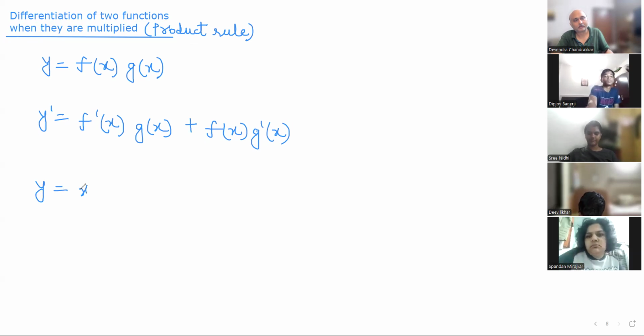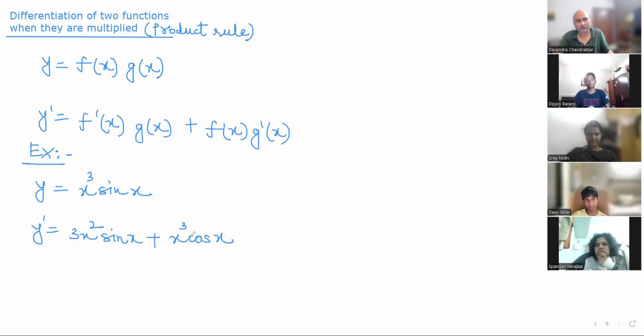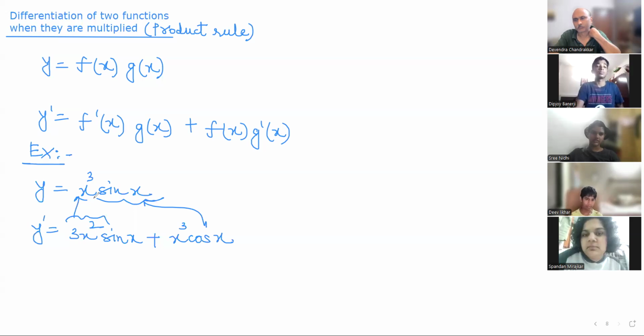So y is, let's say, x cube sin x. So y dash will be, this is an example, 3x square sin x plus x cube into cos x. This is the answer. Cos x is differentiation of sin x and 3x square is differentiation of x cube. I hope all of you understood this. Yes or no? Yes, sir. Write it.